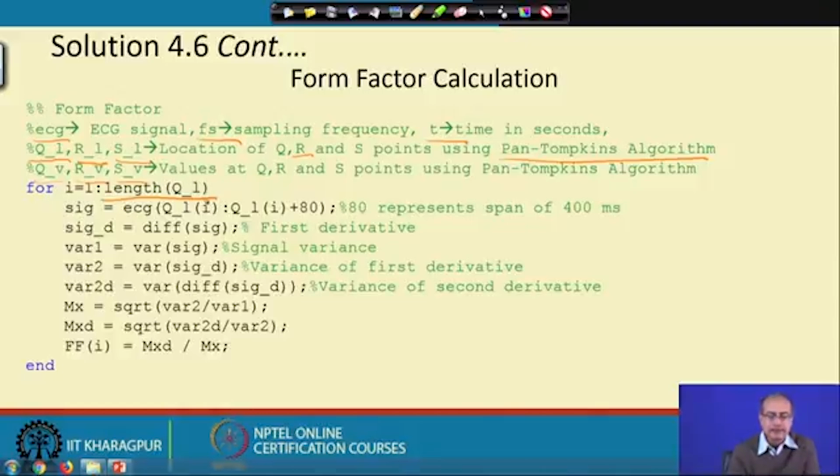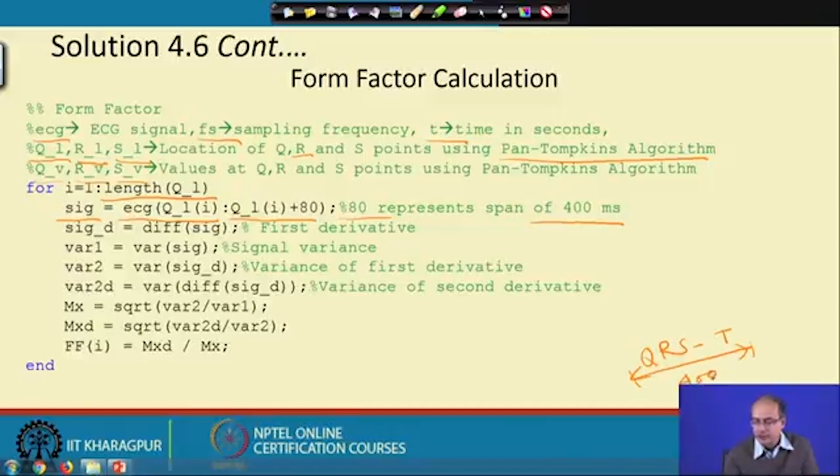So, in this case we go through that vector, and we are taking a part starting from the Q to 80 samples more after the location of the Q. Now, why 80 samples? Because in this case 80 samples represents 400 milliseconds. That is how we got that number 80, because we are told that we need to take 400 milliseconds of QRS and T segment. We are asked in the question that 400 milliseconds we need to take.